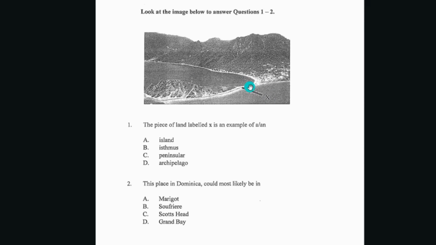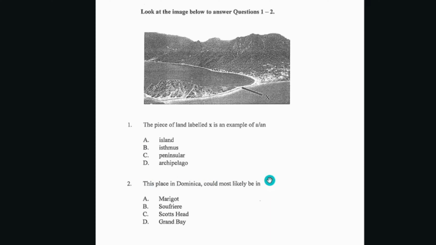So this means we keep coming back to isthmus. So that means X is actually an isthmus, okay? So this part is the peninsula, whereas this sandy bar here is the isthmus. So that means for number 1, the answer would be B. Okay? Moving on to number 2.